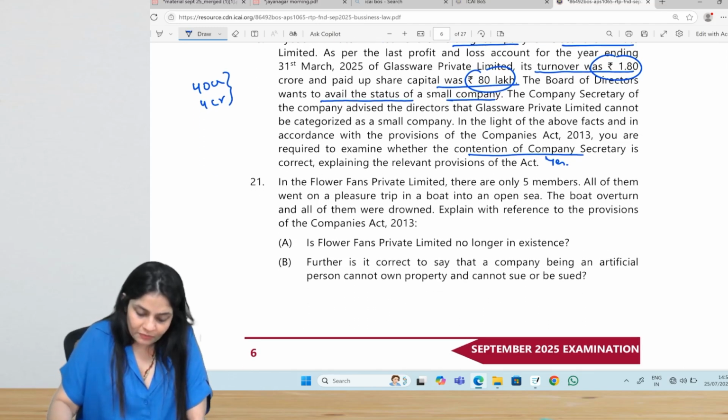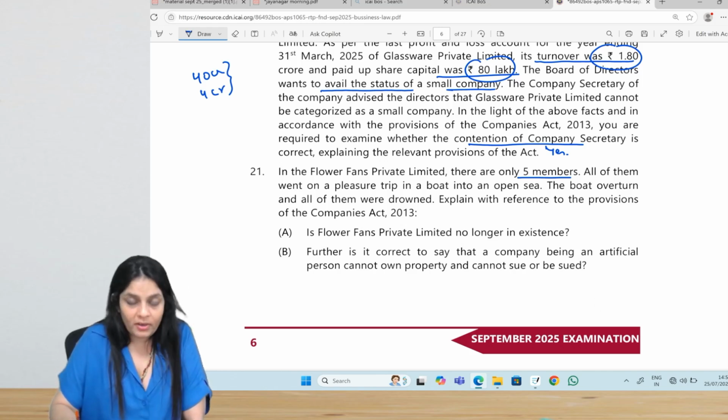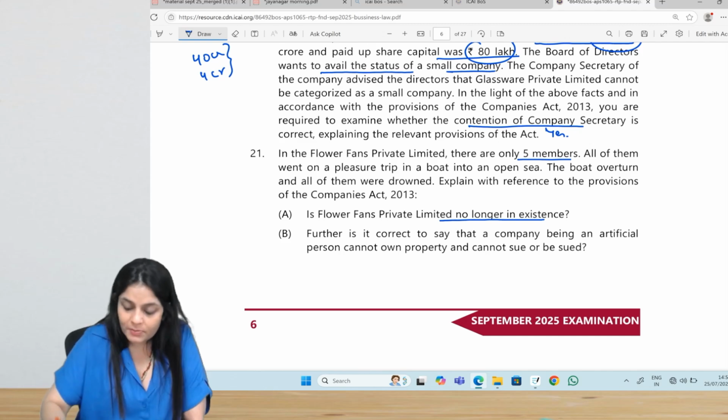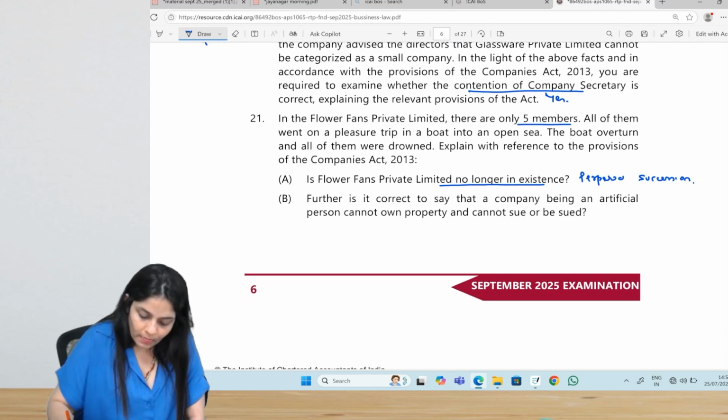Yes. In the Flower Fans Private Limited, there are only 5 members. All of them went on a pleasure trip in a boat. The boat overturns and all of them were drowned. Is Flower Fans Limited no longer in existence? Perpetual succession. Death of a member does not result in the death of a company. Even if all the members of the company are dead, the company shall continue.